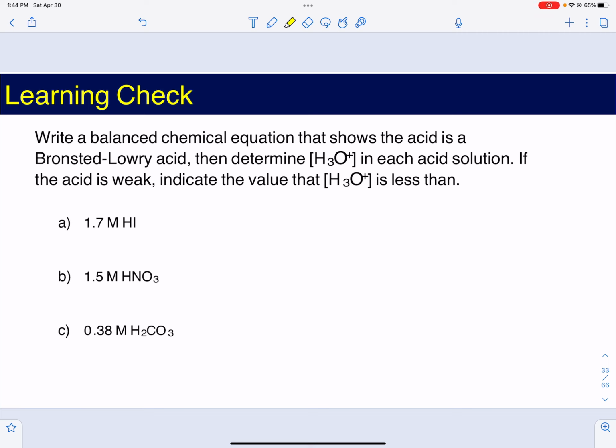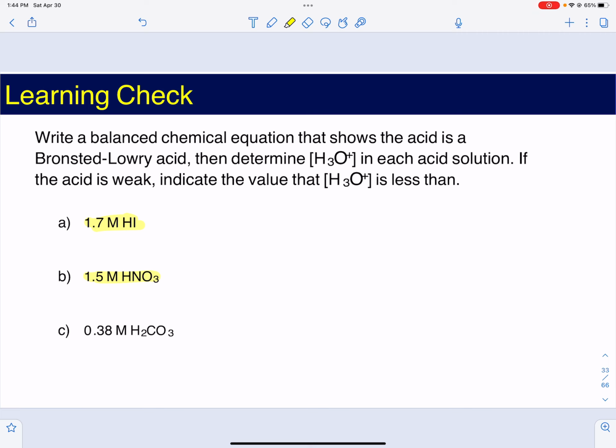So what can we do with that information? Well, let's see. Write a balanced chemical equation that shows the acid is a Bronsted-Lowry acid, so it's going to react with water. Then determine the concentration of hydronium in each acid solution, and decide if the acid is weak, and if it's weak, whether it has more or less hydronium than what the solution has. For example, let's find first the strong acids. That's a strong acid, that is a strong acid, and the other one is a weak acid.